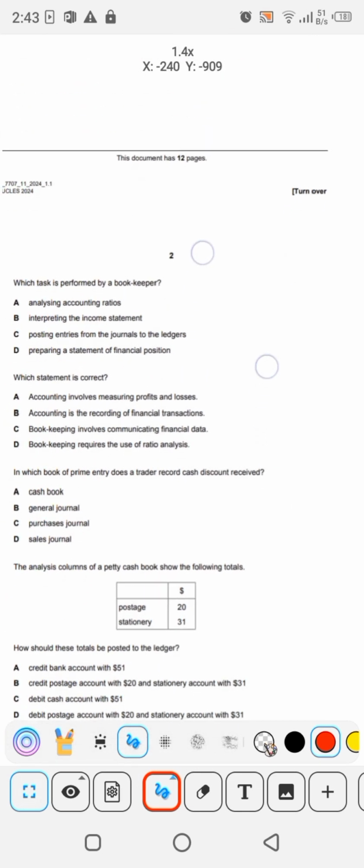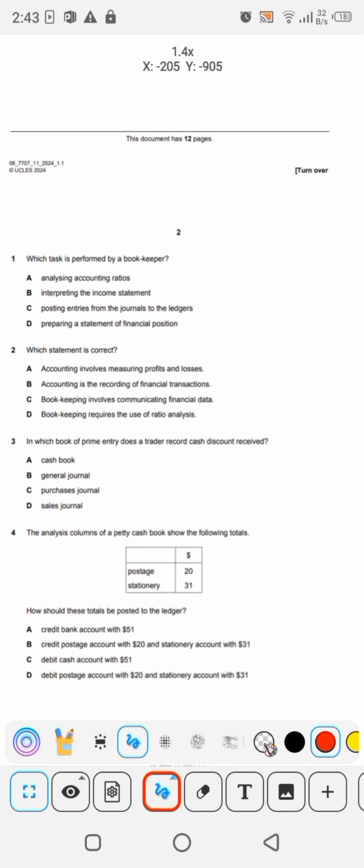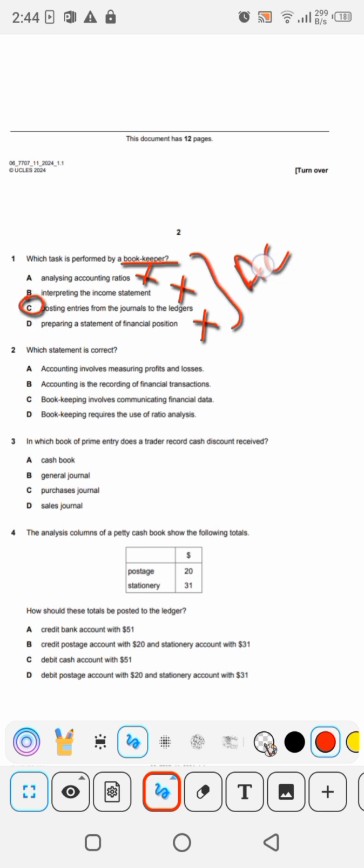So let's start. Question number 1 is which task is performed by a bookkeeper? Analyzing accounting ratios, interpreting the income statement, and preparing a statement of financial position are all wrong. Part C is correct because all the other things are done by an accountant. The simplest of the tasks is done by a bookkeeper, and then communicating data and further calculating profits and losses is done by an accountant.